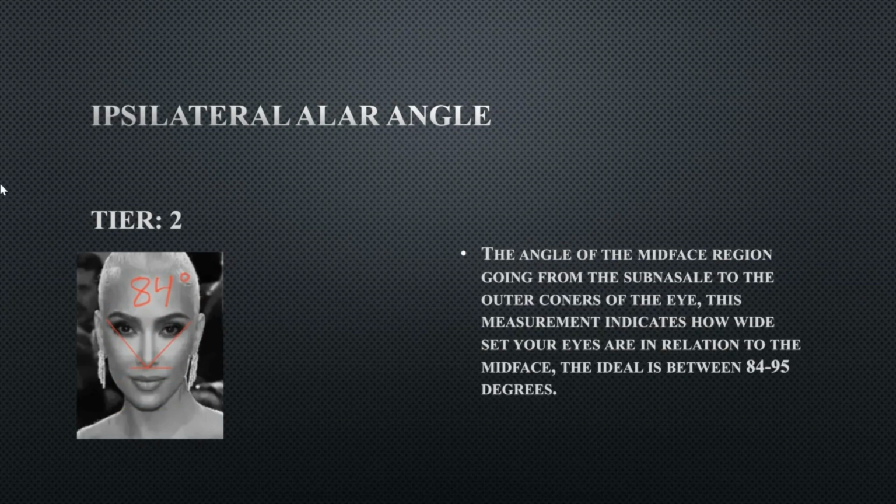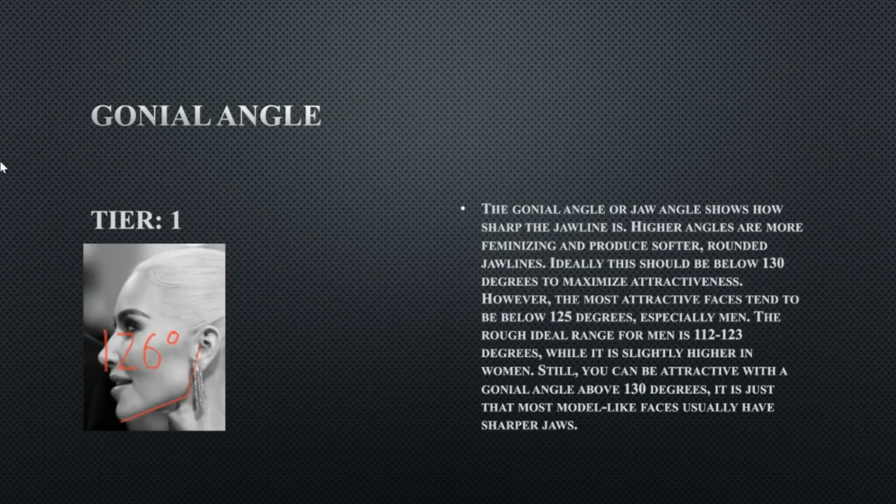Her ipsilateral angle is a tier 2 at 84%, and this is actually near the ideal for a female, but females tend to have wider set eyes than men, so if she was a man, this would be perfect. But since she's not, this is not going to be within the ideal, because since they tend to have wider set eyes, it's going to start at 86 degrees instead of 84. But still, nevertheless, this is going to be near the ideal. So it is essentially not a flaw by any means necessary.